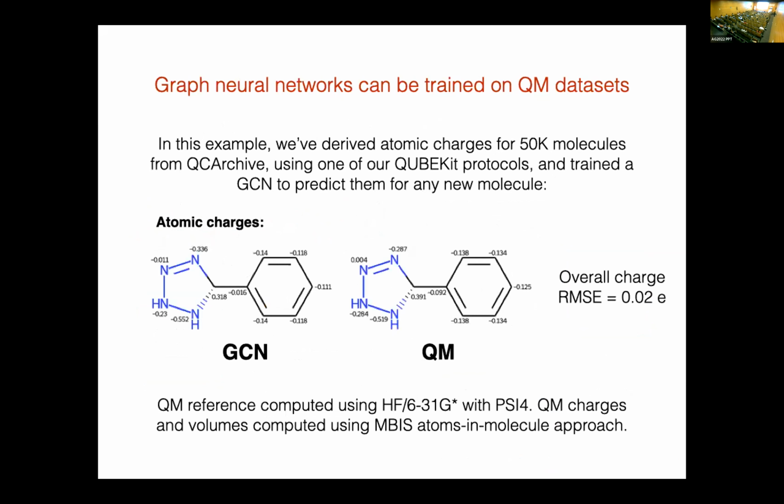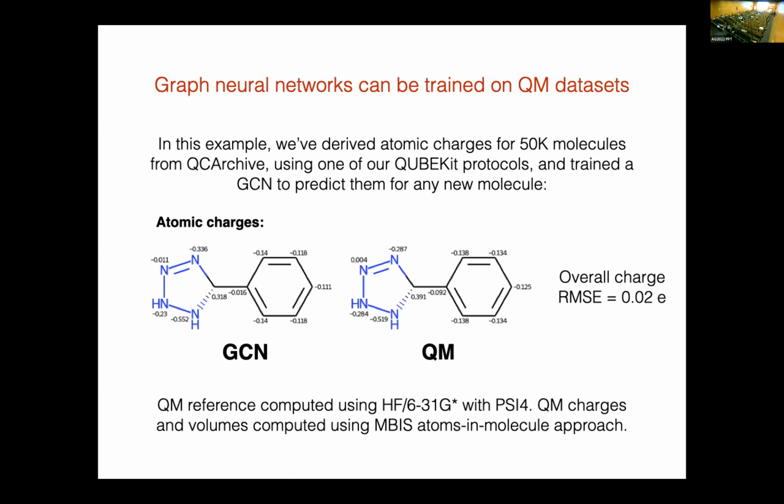So we've had a first go at this. We've downloaded 50,000 molecules from QCArchive with their wave functions. Those QM reference calculations were computed at the Hartree-Fock level with Psi4. And we've used our QUBEKit to assign quantum mechanical charges and volumes to those 50,000 molecules using one of our QUBEKit protocols. And then we've trained this graph convolutional neural network to predict them for any new molecule.